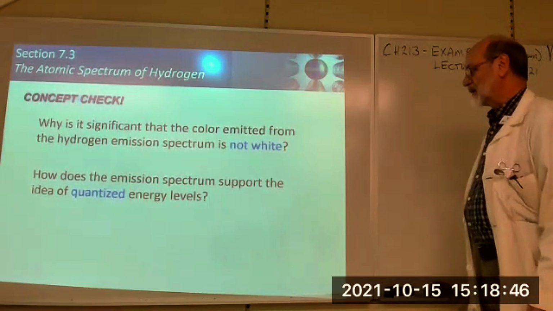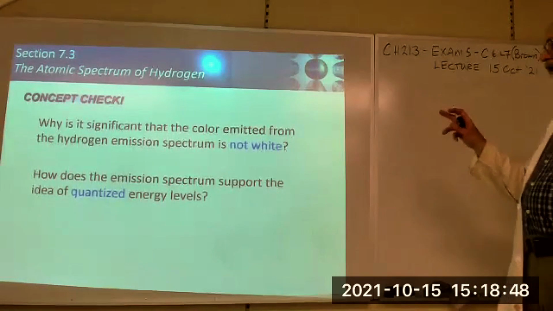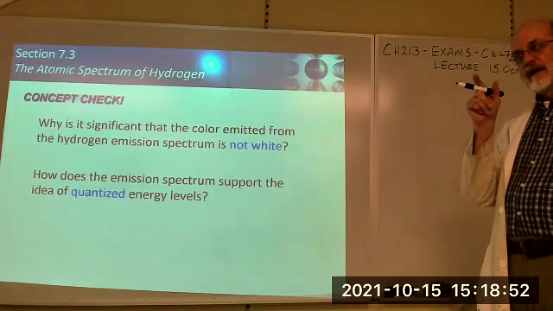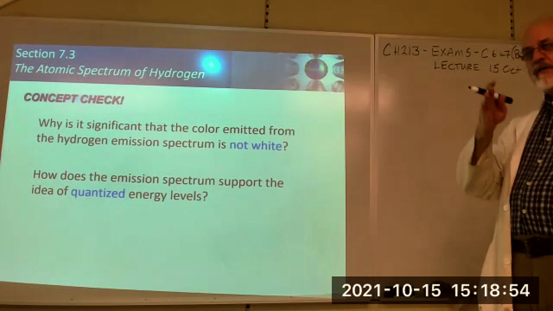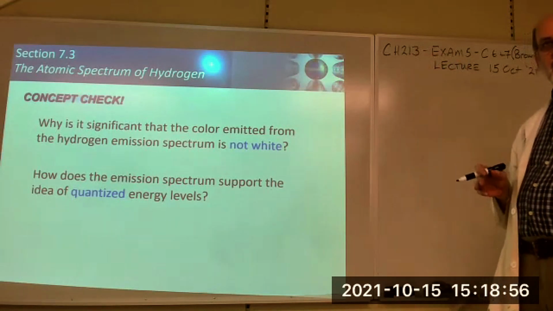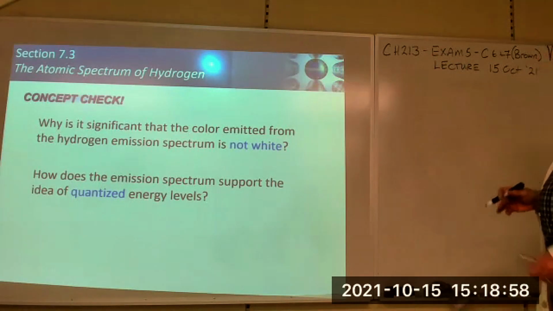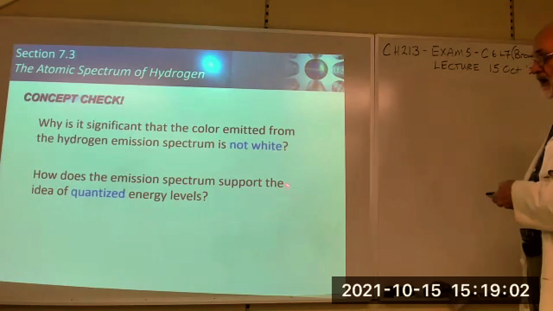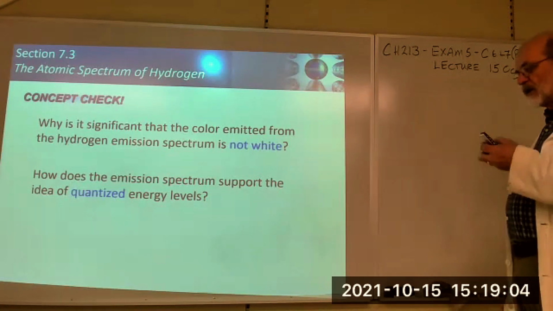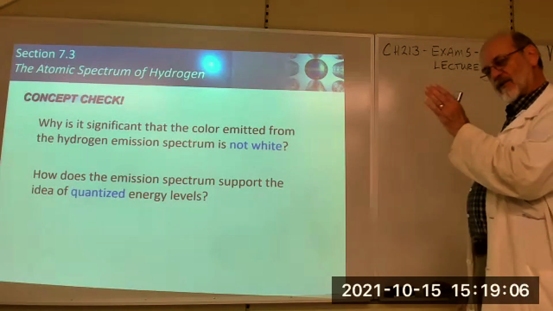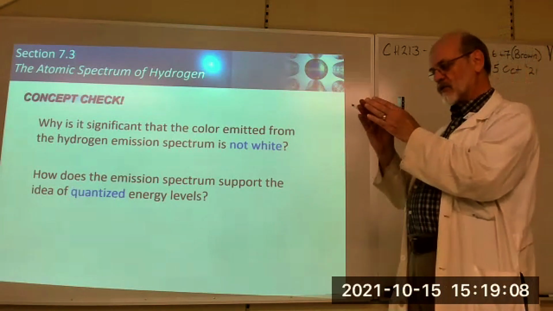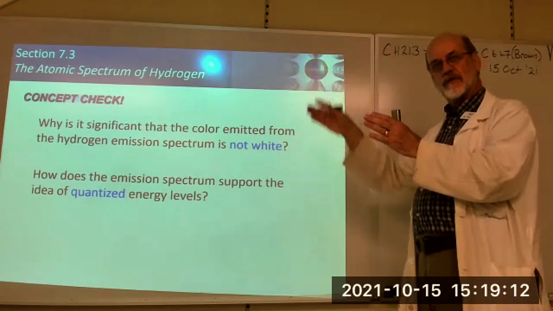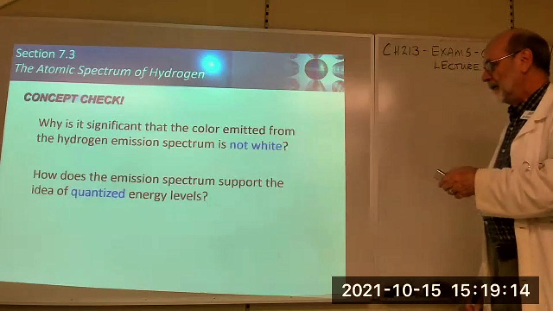Why is it significant that the color is not white? It's significant because it is a macroscopic reflection of the movement of electrons in the atom. And it supports the quantized energy levels because you only get discrete wavelengths, which means discrete amounts of energy in the transfer of electrons from different movements.